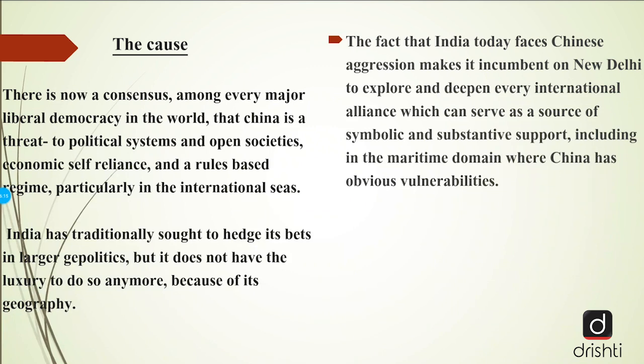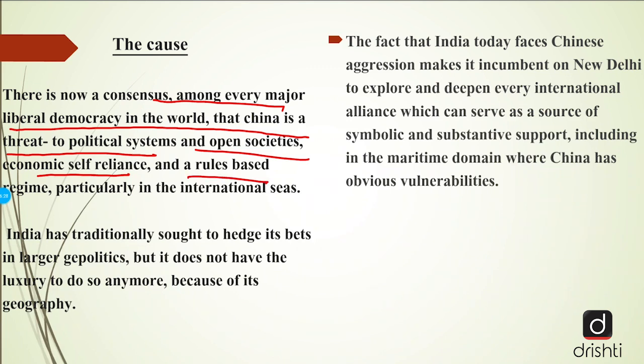Now, what exactly is the cause? There is a consensus among every major liberal democracy in the world that China is a threat to the political systems, open societies, economic self-reliance, and a rule-based regime, particularly in the international seas. Now, all the liberal democracies across the world have actually started making this common opinion about China, that China in future is definitely a threat to political systems, chosen democracies, open societies, etc.